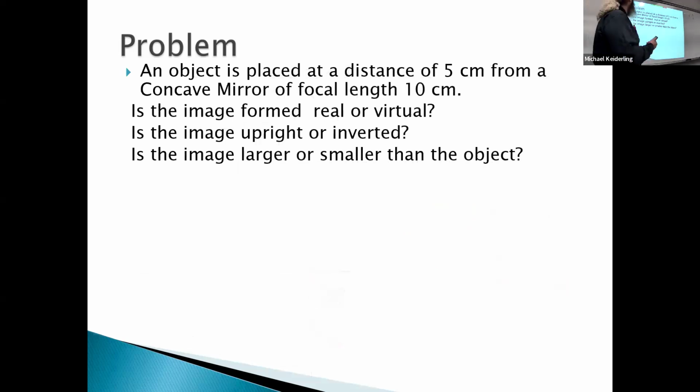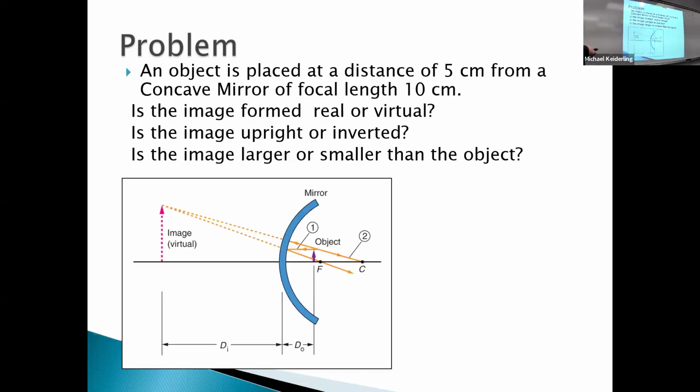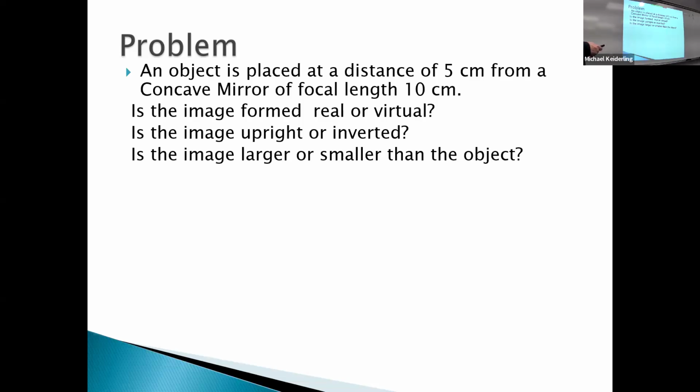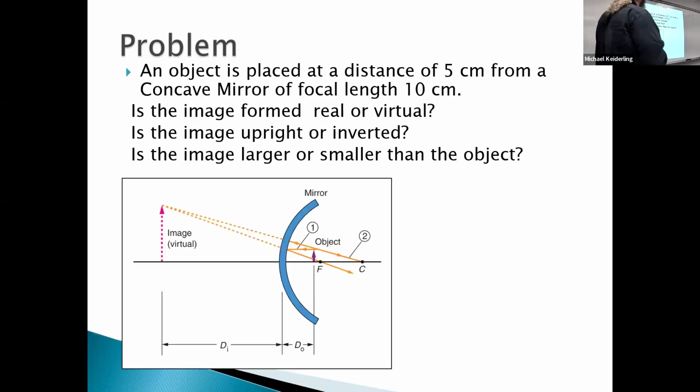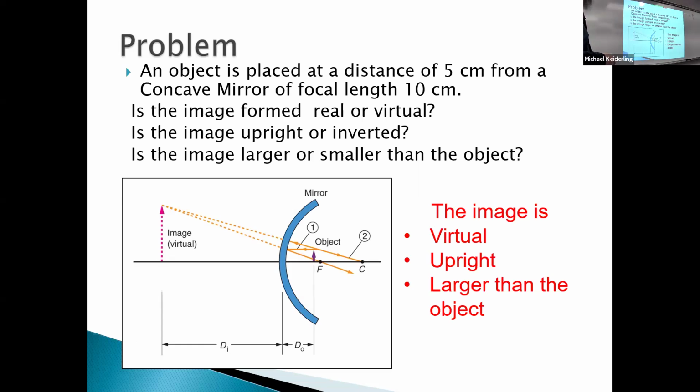And here we have an object 5 centimeters from a concave mirror, a focal length 10 centimeters. So is the image real or virtual, upright or inverted, larger or smaller than the object? Well, in this case, we're within the focal length. If you're within the focal length, the image will be virtual, upright, and for a concave mirror, larger than the object, like this. The image will be virtual, upright, and larger than the object.